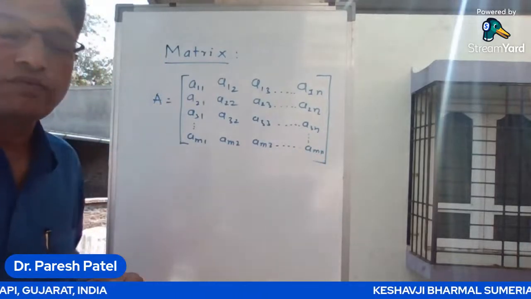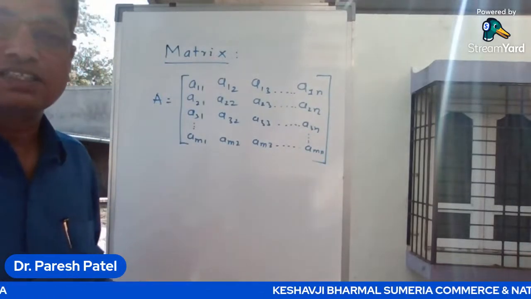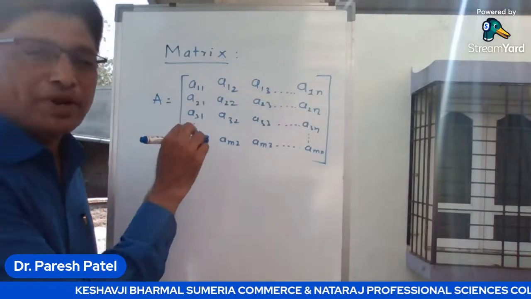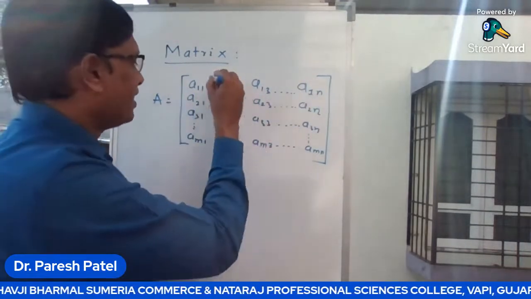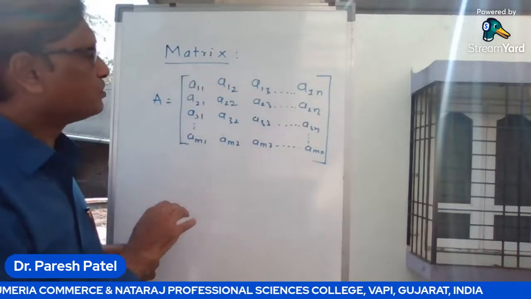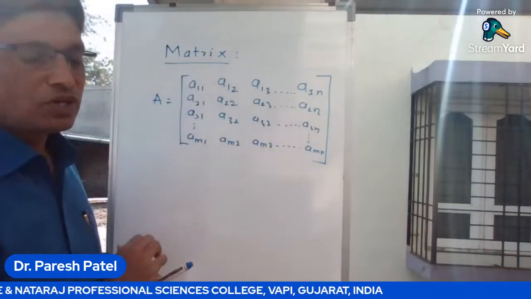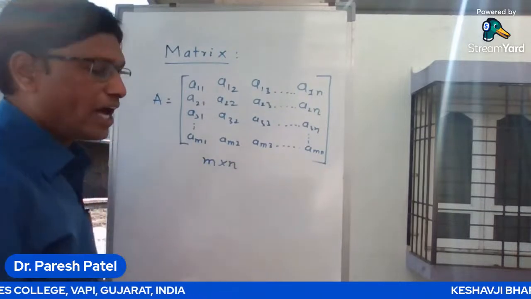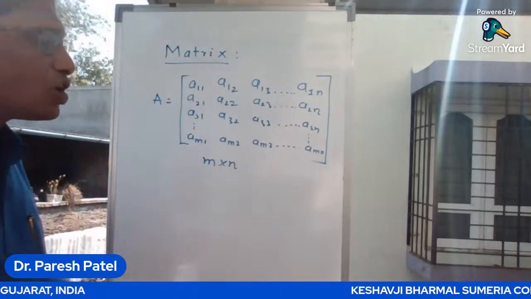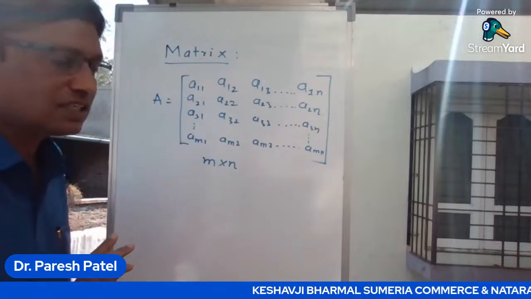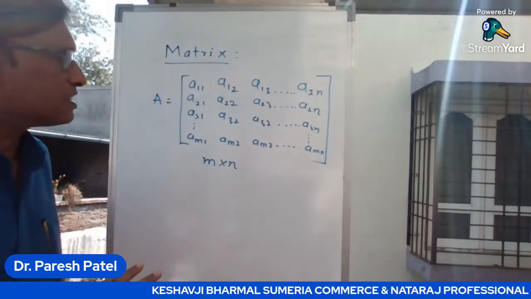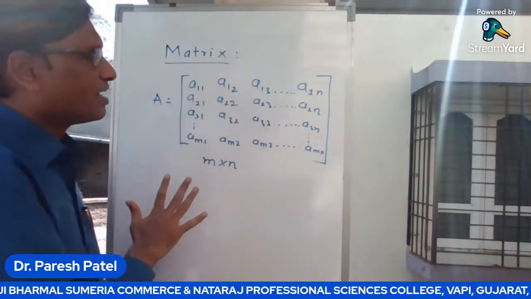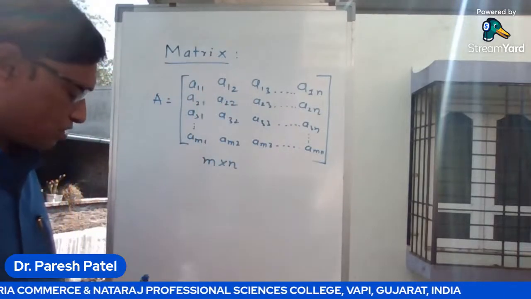So, dear students, first title of our topic is matrix. Now, what is matrix? Matrix is the combination of numbers arranged in a rectangular array in the form of a number of rows and a number of columns. So, matrix can be represented by m by n, where m is the number of rows and n is the number of columns. Matrix is a combination of numbers arranged in a rectangular array as a number of rows and columns.